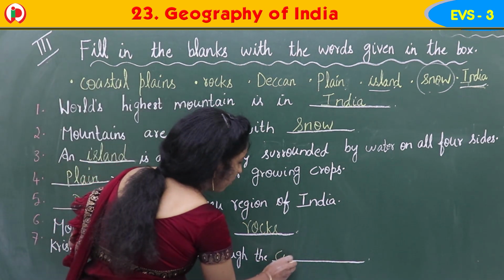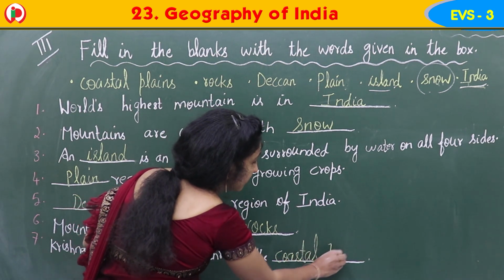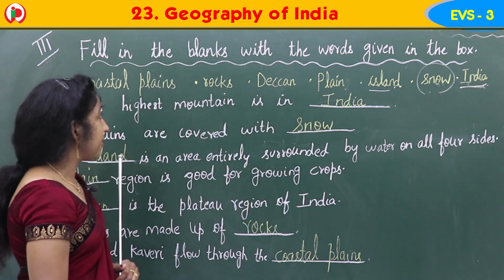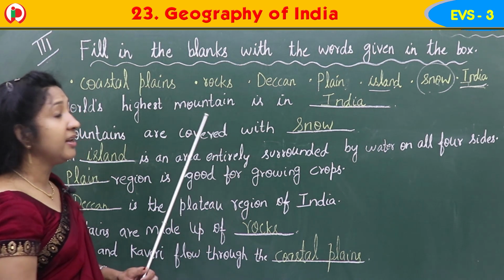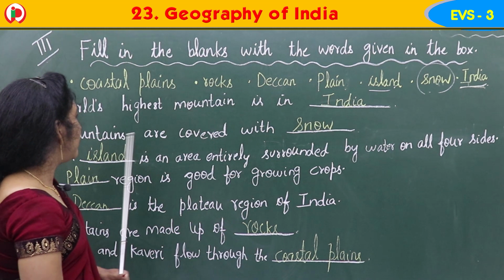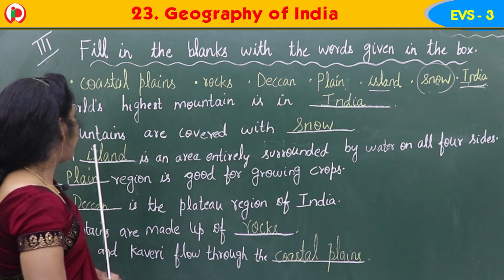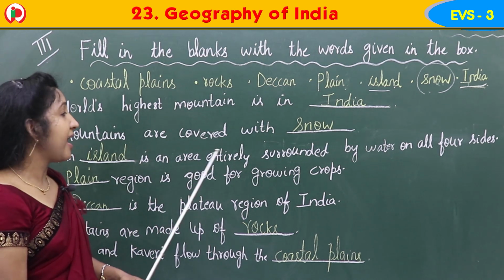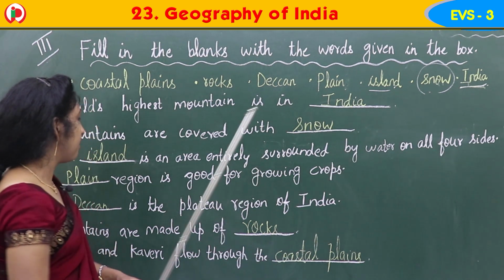Yes, C-O-A-S-T-A-L, coastal plains, P-L-A-I-N-S, coastal plains. So the first one, the world's highest mountain is in India, I-N-D-I-A. Mountains are covered with snow, S-N-O-W. An island, I-S-L-A-N-D. Island is an area entirely surrounded by water on all four sides.